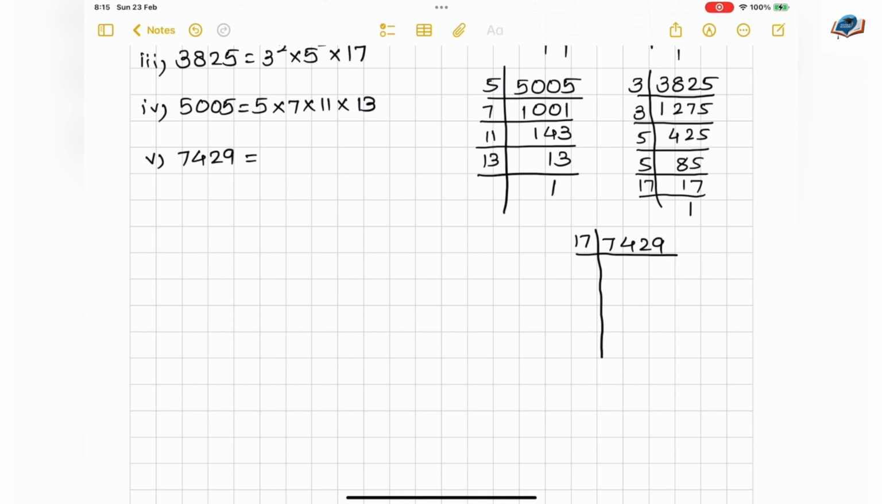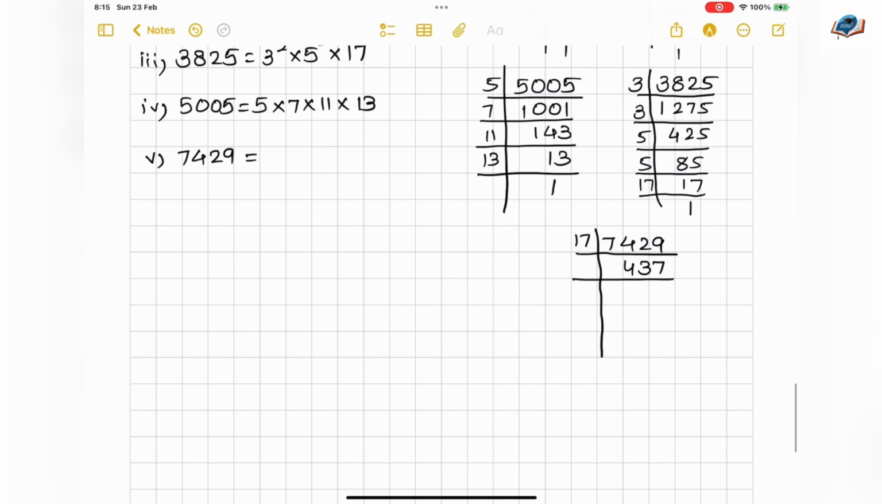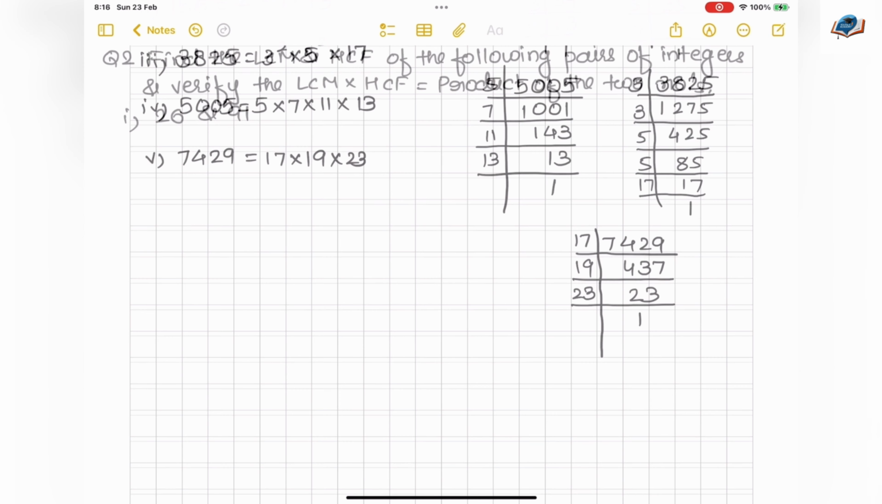7429 divided by 17, if I do, I am getting 437. Now 437 won't go with 17, it will go with 19. So divide by 19, I am getting 23. And 23 is also a prime number. So all the three numbers are big prime numbers, 17, 19, 23.